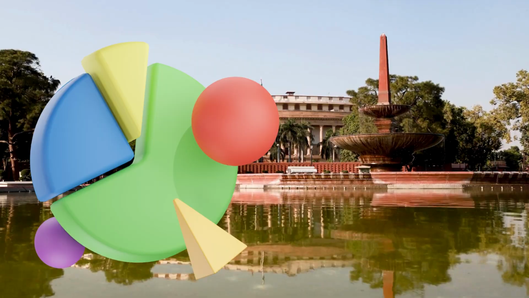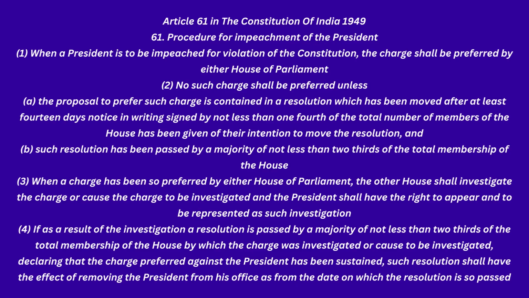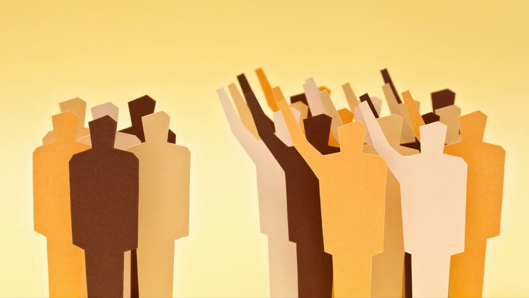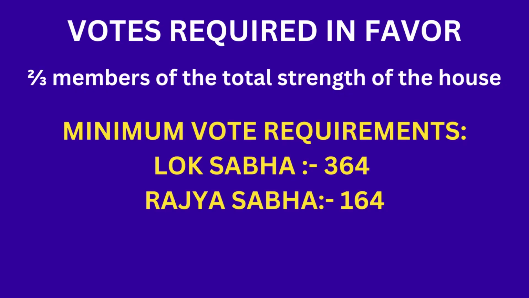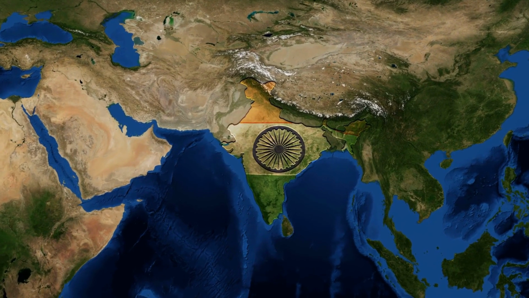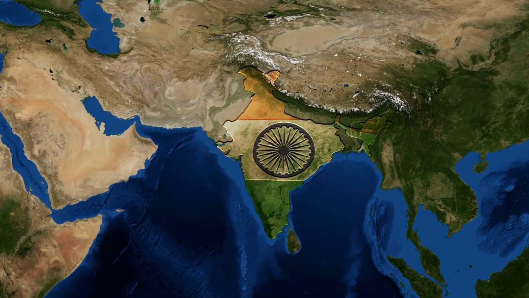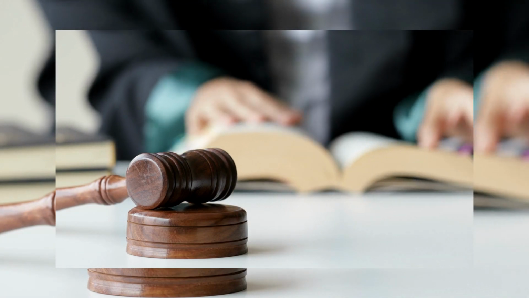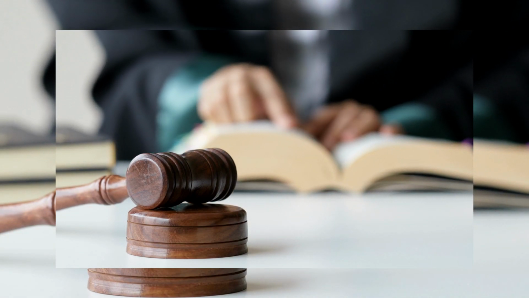Another case is the case of Article 61, which talks about the procedure for the impeachment of the President. Here, the special majority that is needed is that two-thirds of the members of the total strength of the House, that is 364 in Lok Sabha and 164 in Rajya Sabha, must vote in its favor for the procedure to be implemented.